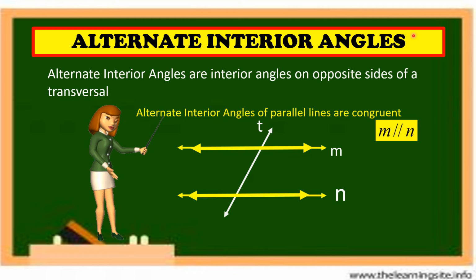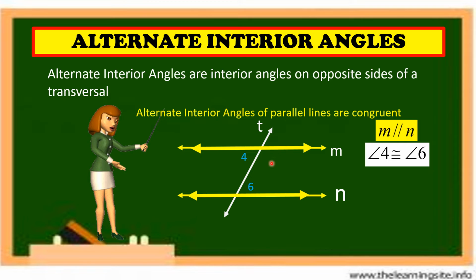Alternate interior angles. Alternate interior angles are interior angles on opposite sides of a transversal. So we have angle 4 and angle 6 are alternate interior angles. Alternate interior angles of parallel lines are congruent. So M is parallel to N and D is a transversal. Therefore, angle 4 is congruent to angle 6.